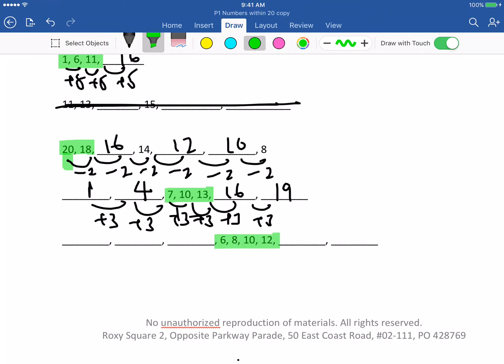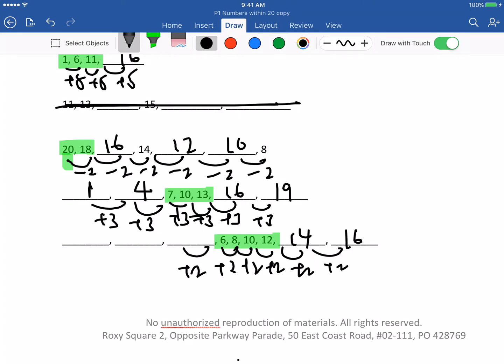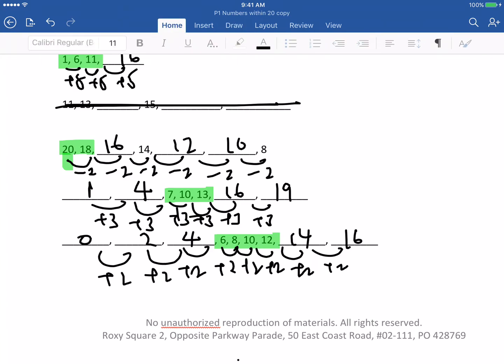6, 8, 10, 12. This one, same thing. Keep adding by 2. Plus 2, plus 2, plus 2. So next one plus 2 will be 14. You add another 2, which is 16. So what plus 2 gives you 6? 4. What plus 2 gives you 4? 2. What plus 2 gives you 2 will be 0. Okay? So this pattern is actually the same.